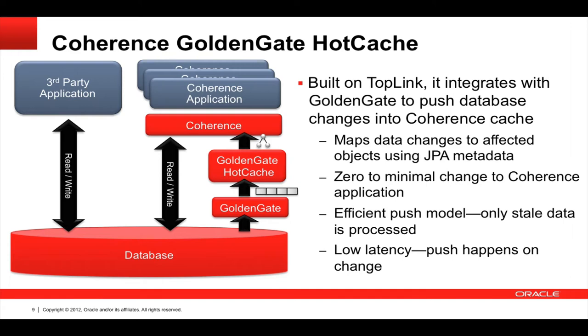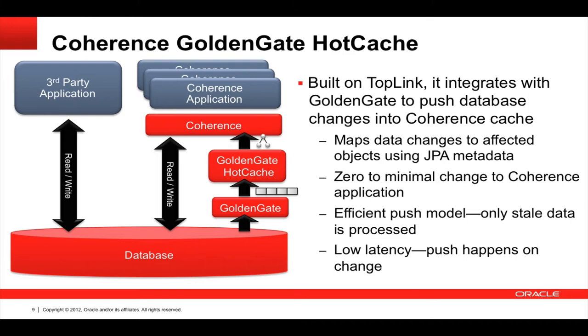And the mapping is done, I should say, using the Java Persistence API, the Java standard mapping mechanism. So we'll map objects to tables, and we will understand how to go from table changes to object changes. This does not require any changes to the Coherence application. You can use this technique with existing Coherence apps that you have deployed.